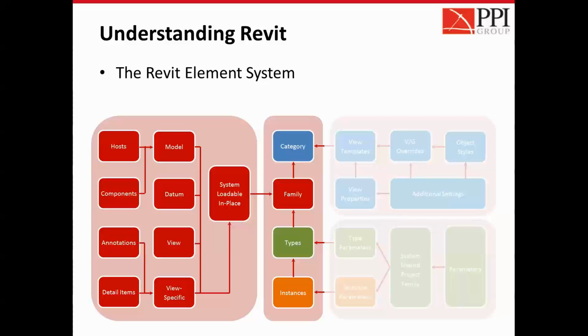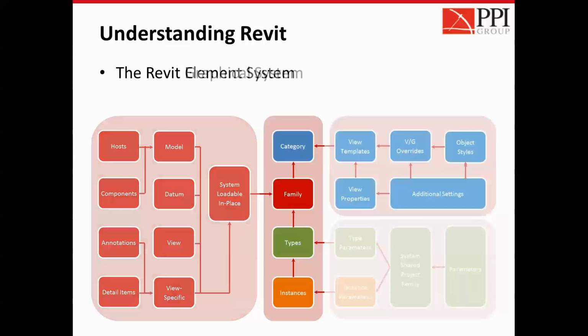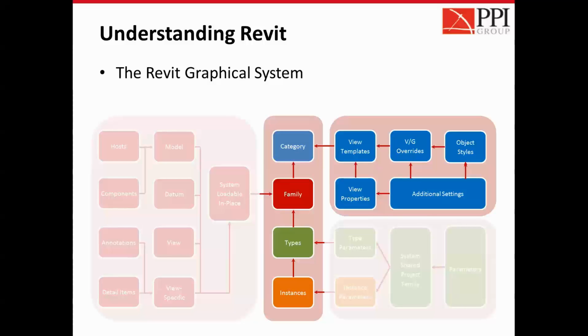feeding into this, the colored ones in a column there with category, family, types, and instances, that sort of thing is the hierarchy of Revit. So at the top of that list is category, right? Whether it's annotative in nature or whether it's model in nature. You make your way down, you've got the families underneath that, types and instances, and you can see that the element system was feeding into the family level there.